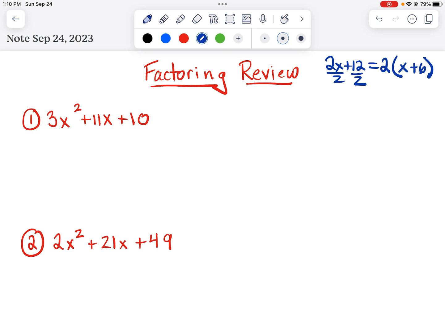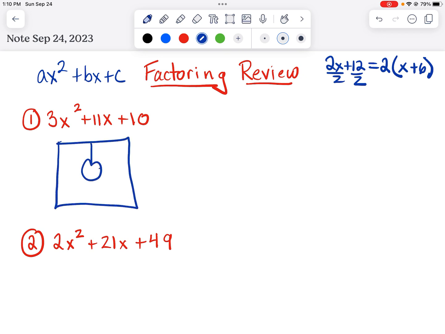Today we're going to specifically talk about how we factor quadratics. There are these three terms. If you remember, these are in the form ax squared plus bx plus c. There's a variety of different ways to do this, and I'm going to show you two different ways. The first way that a lot of people did last year is these box and circles.